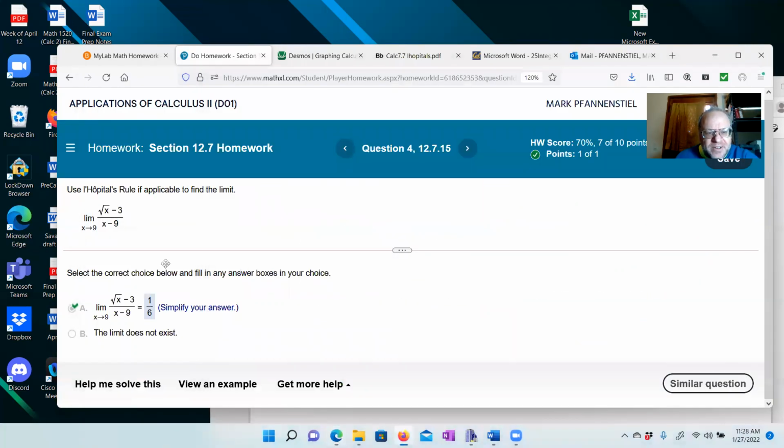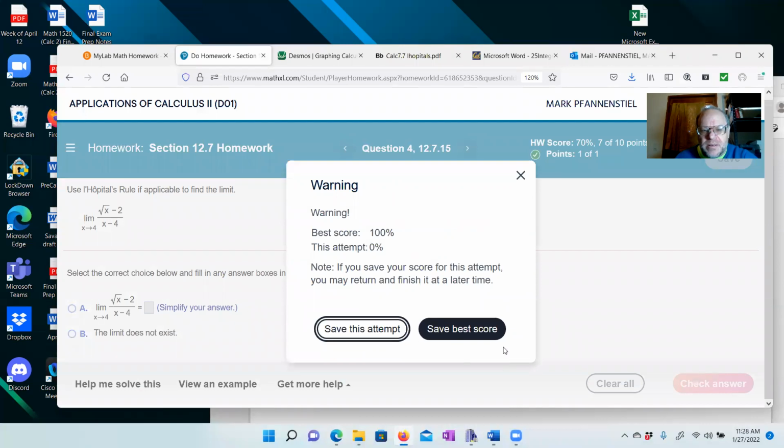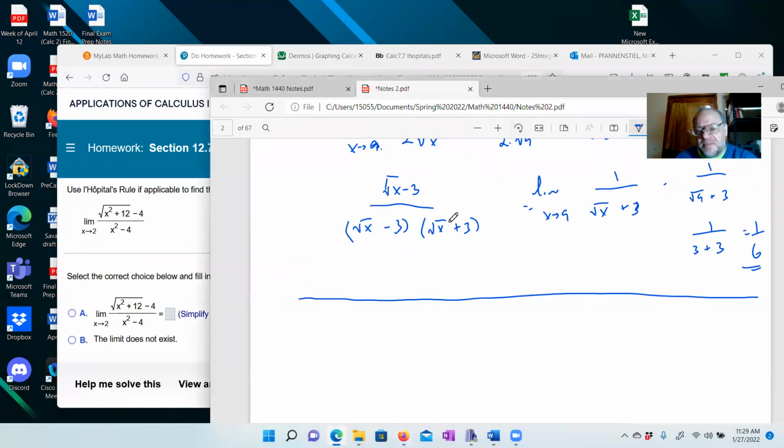So let's see here. That was next. All right. I guess I could have done a similar question, but those are pretty straightforward. These are really nice problems to pick. All right. So we'll go on to our next problem here. Okay. This is where it starts to get a little tricky.